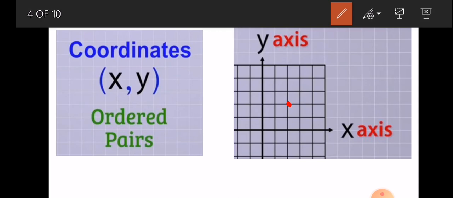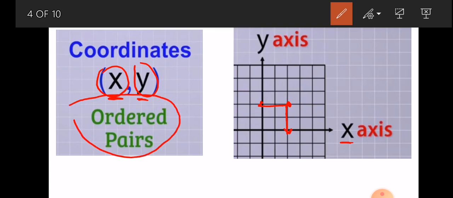how do we read it on the coordinate plane? This point has two coordinate numbers. What does that mean? If I extend or trace it down, it will intersect with the x-axis. So here it is, we will write it. And if I trace it to the left, it will intersect with a number on the y-axis. Here it is. So this point is represented by two numbers. These two numbers, we call them coordinates. And when we put them together between parentheses, we call it an ordered pair.